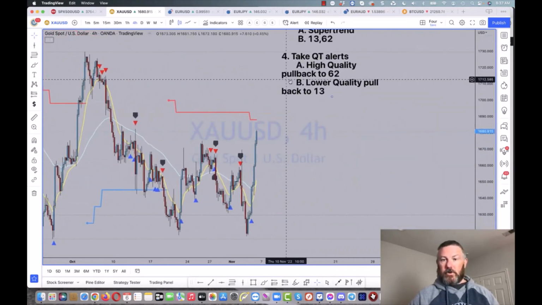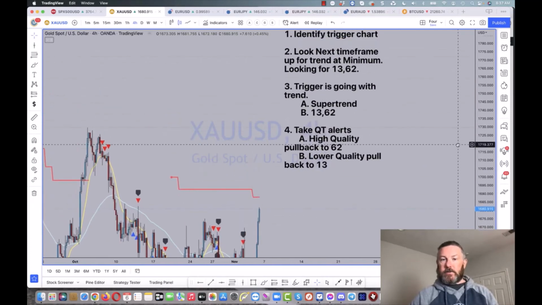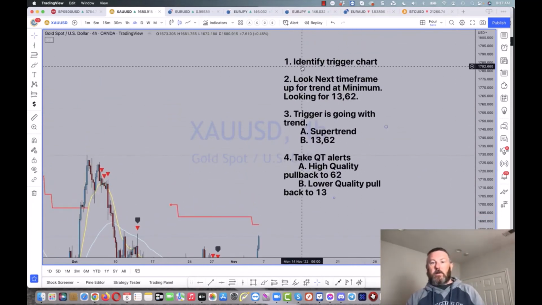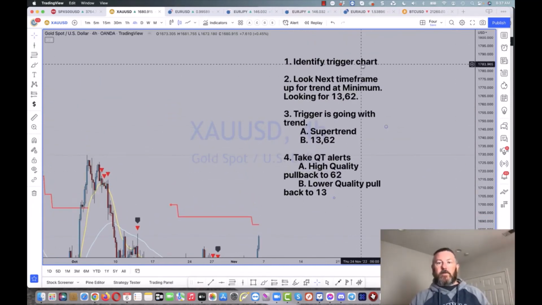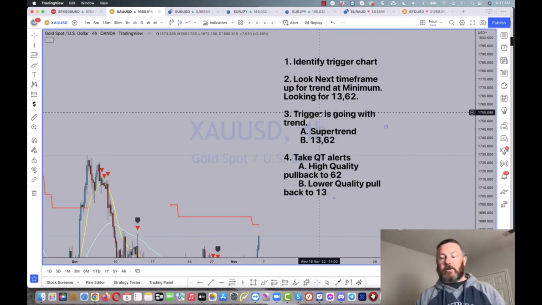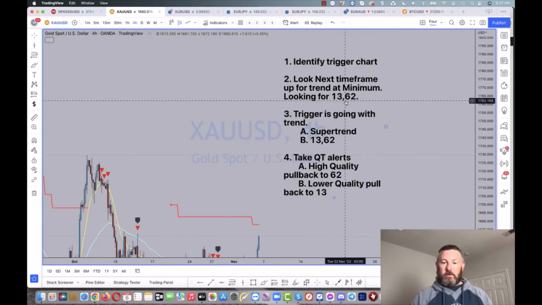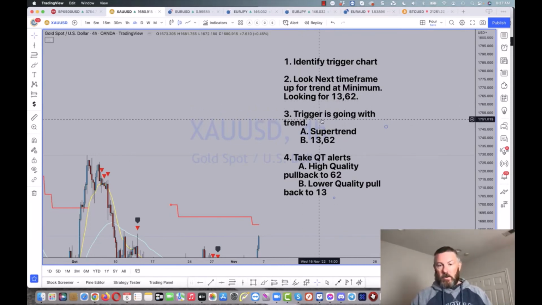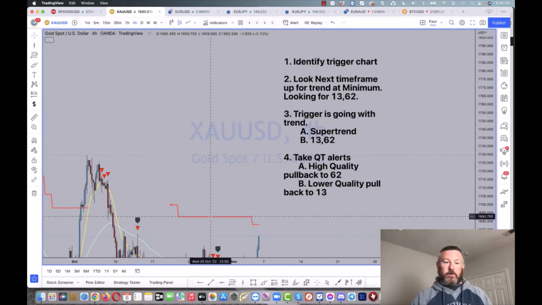All right, so your job is to basically use this, right? I'm going to go over one more time. Identify your trigger chart, and you're going to look at the next time frame up for your trend, at a minimum, one time frame. Looking for that 1362 cross, and then on the trigger chart, you're going to trade in that direction of the 1362, right? And the super trend. You want the super trend in your direction as well.